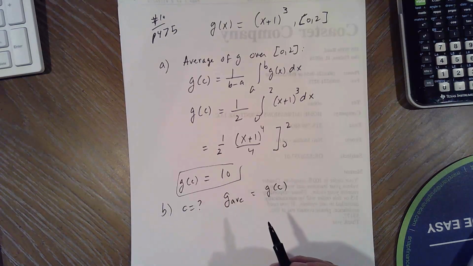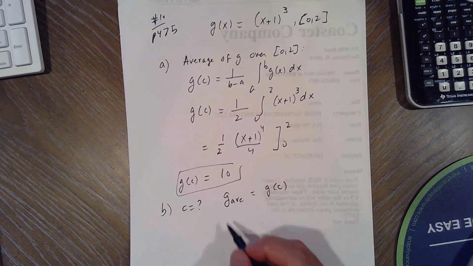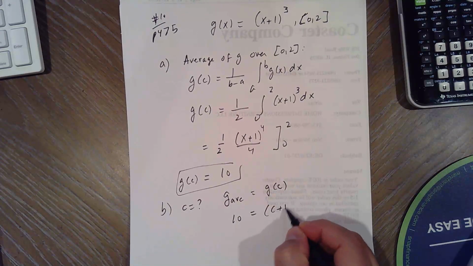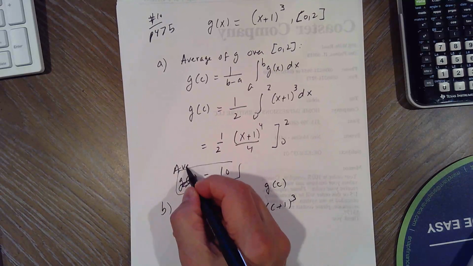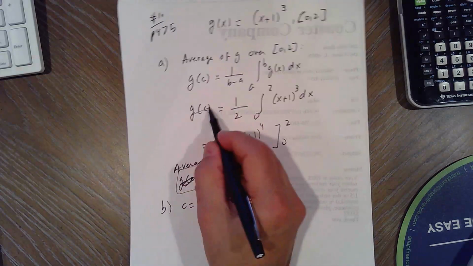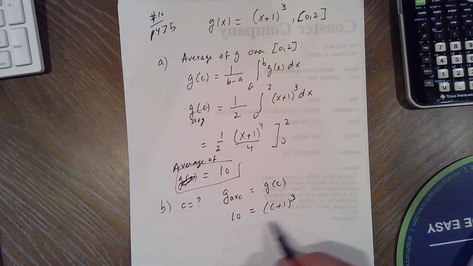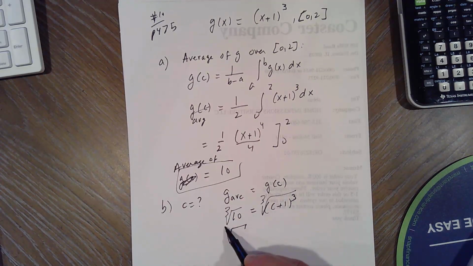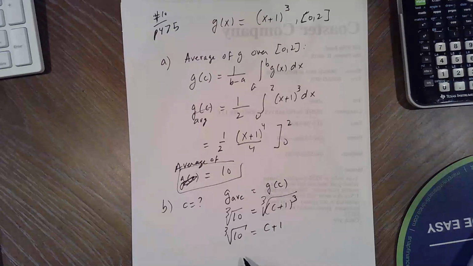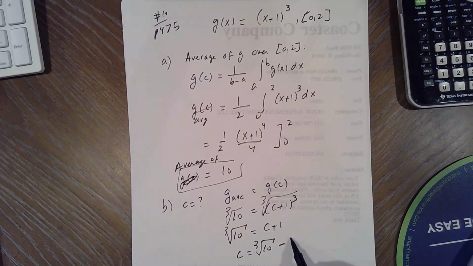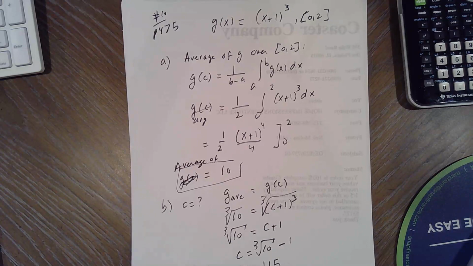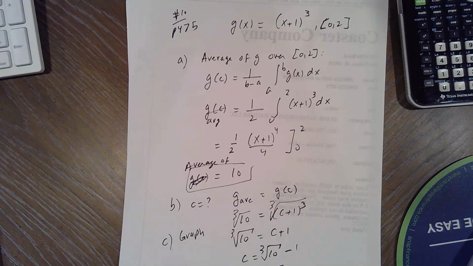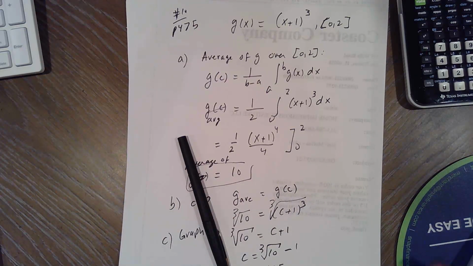We just found g average, which is 10, equals g of c, which is c plus 1 cubed. This is the average of g. Okay, we call it g of c, but it's the average of g. So c plus 1 cubed equals that. So cube root of 10 is c plus 1. So c equals cube root of 10 minus 1. So it's about 1.15. And see, they want you to do that. So you do the graph. It's in the notes. And that's it for 6.5.